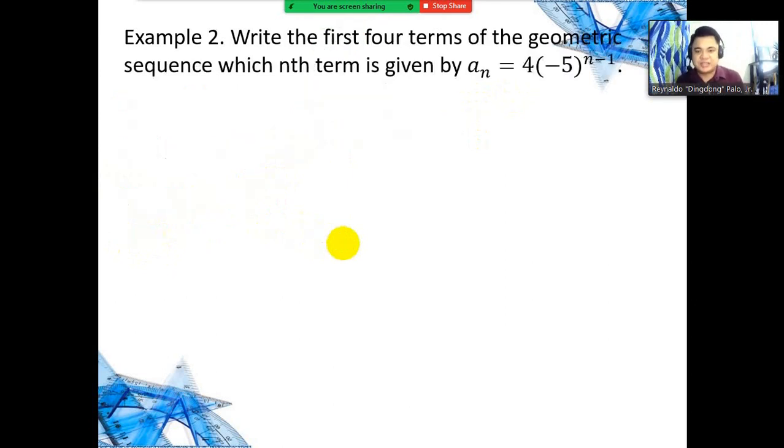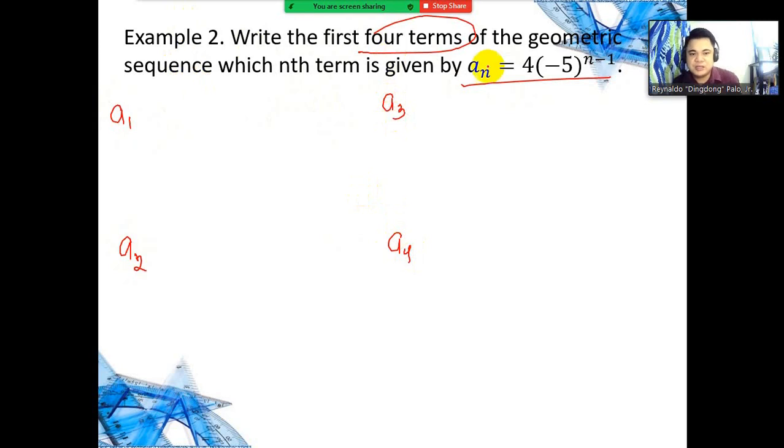Okay? Next, number 2. Write the first 4 terms of the geometric sequence whose nth term is given by a sub n equals 4 times negative 5 raised to the power of n minus 1. In this case, we just need to write the first 4 terms given the general term of the sequence. So we will identify a sub 1, a sub 2, a sub 3, and a sub 4. We will be using this formula. So a sub 1 will be equal to 4 times negative 5, and change n to 1 because we're looking for a sub 1. So this will become 1 minus 1.